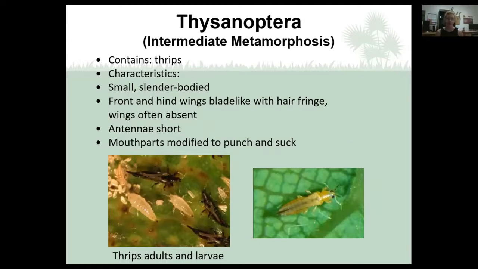And then finally, Thysanoptera, which are the thrips, which I'm sure most of you are familiar with and hate. You will get real familiar with them. They have modified mouth parts that punch and suck. They don't really pierce, but they also don't lap. So it's pretty much like a dull needle, I would say. Small, slender, soft-bodied.